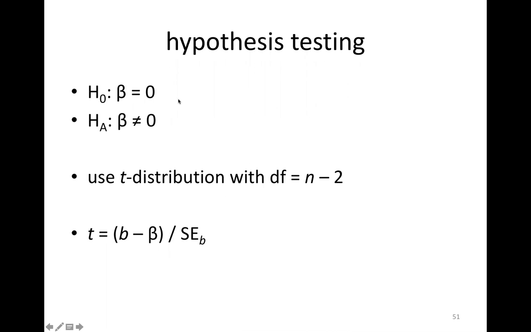And we can test this using a t distribution with degrees of freedom n-2. So this statistic, the observed calculated slope b minus the hypothesized slope beta, divided by the standard error of the slope, which we'll learn in a second, is supposed to be t distributed with degrees of freedom n-2.